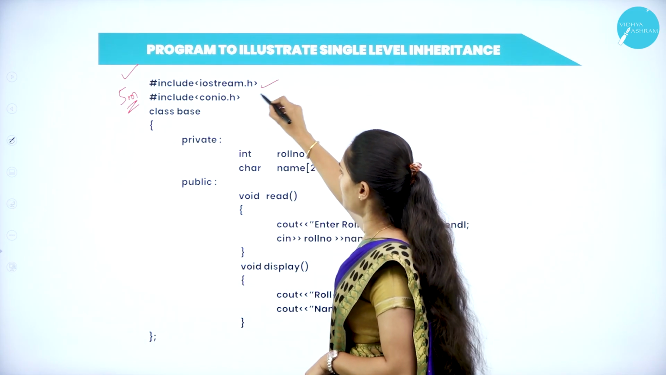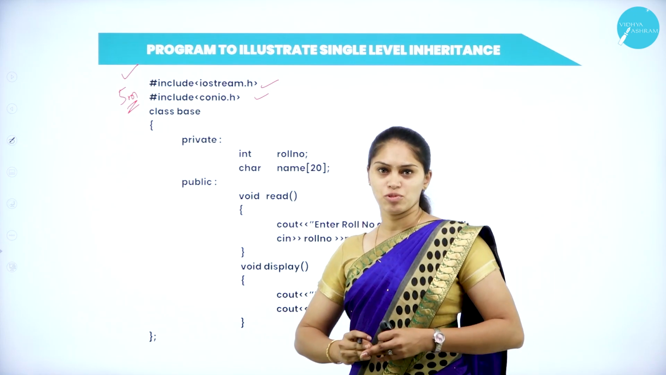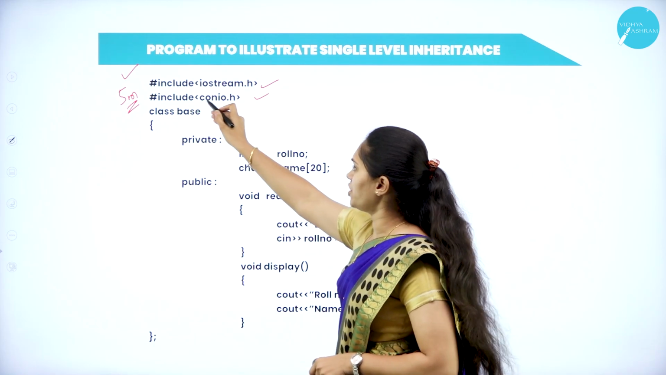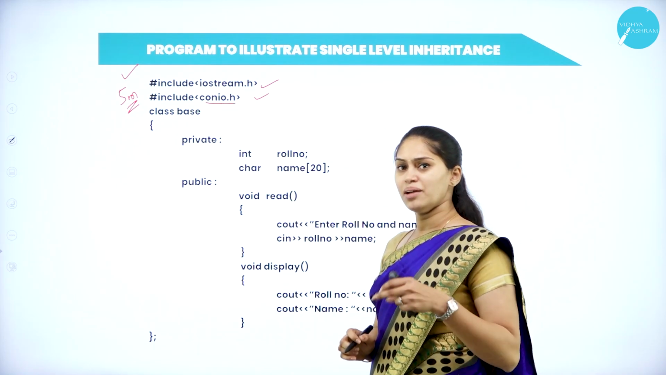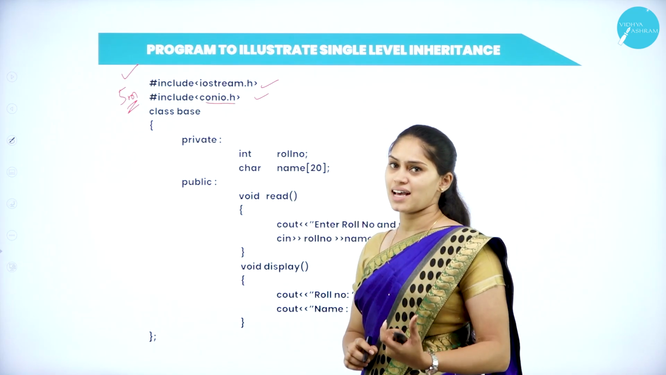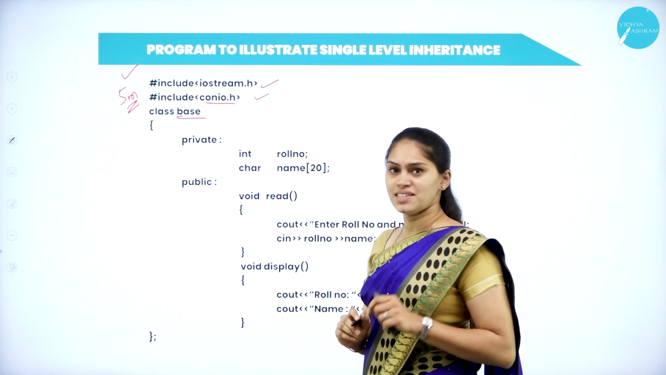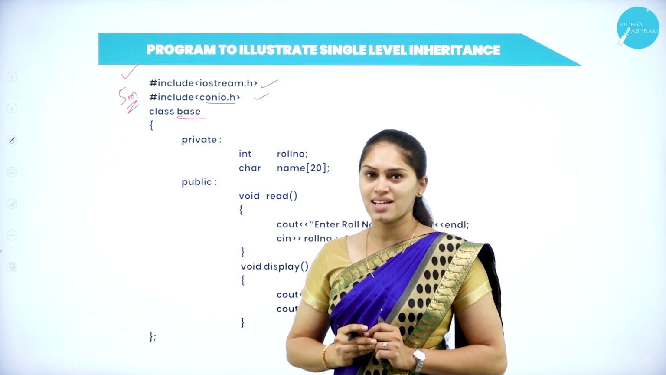Here I have two header files: #include <iostream.h>, which is for input output operations, and conio.h. Then here, what am I creating? I am creating a class. What is the class name? I have taken the class name as base.